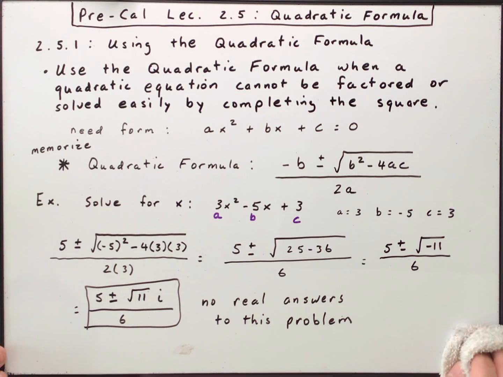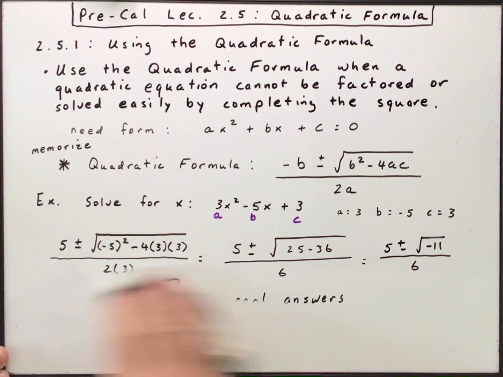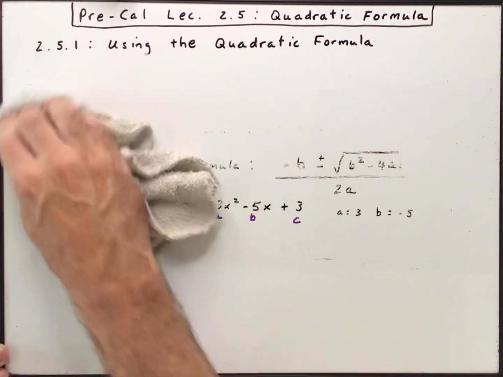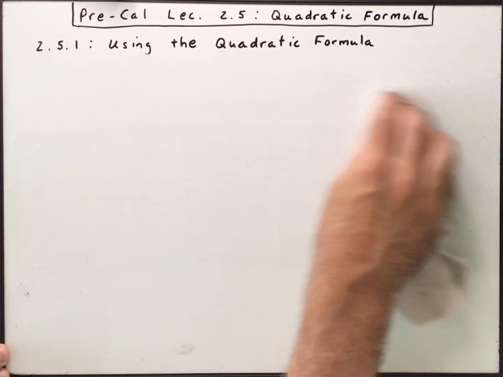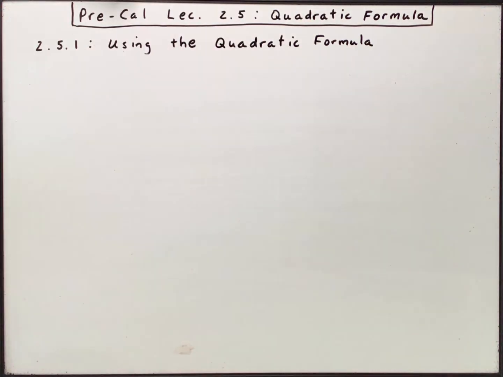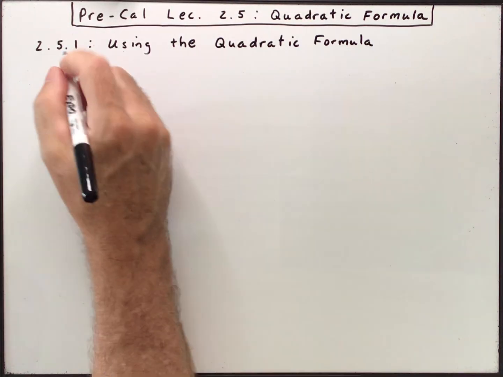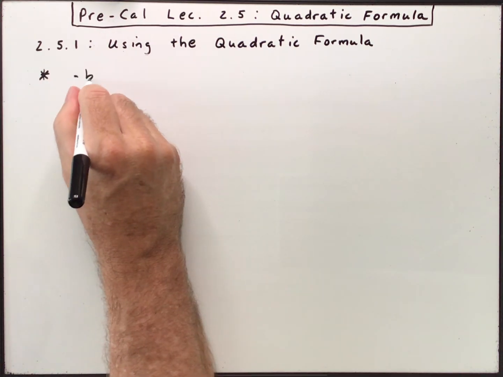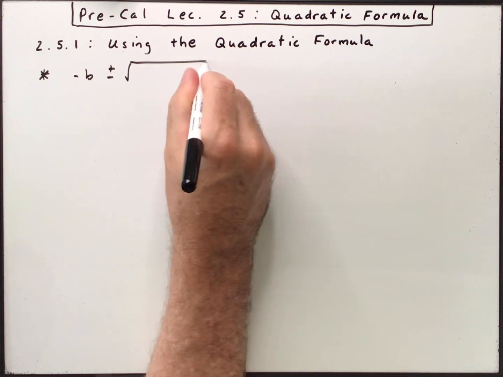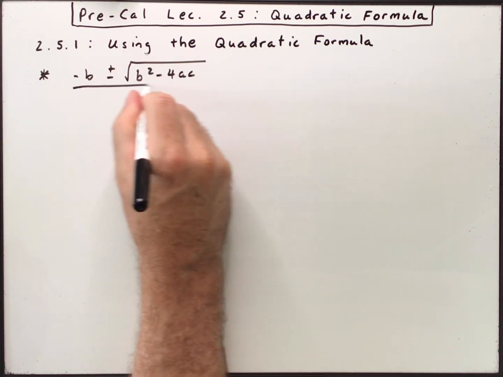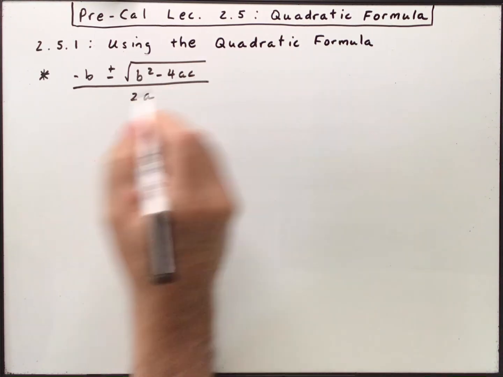Okay, so let's keep going. So we're still in 2.5.1. I got a tickle in my throat, so I'm going to have to take a minute maybe to take a drink. Let's go ahead and write the quadratic equation again.